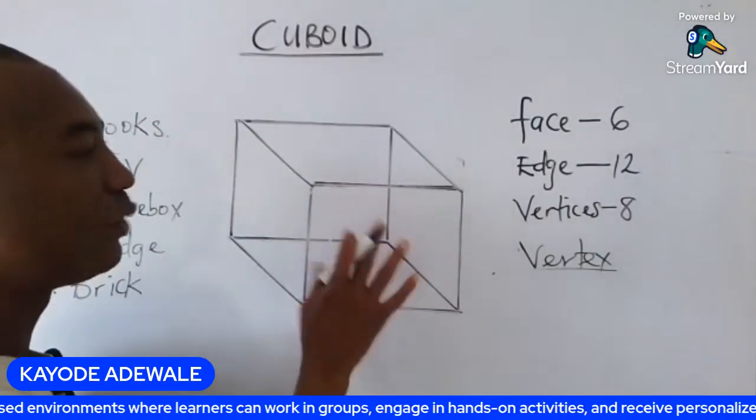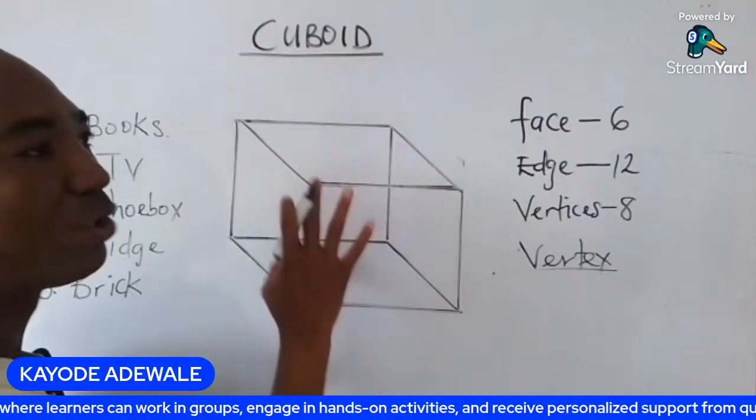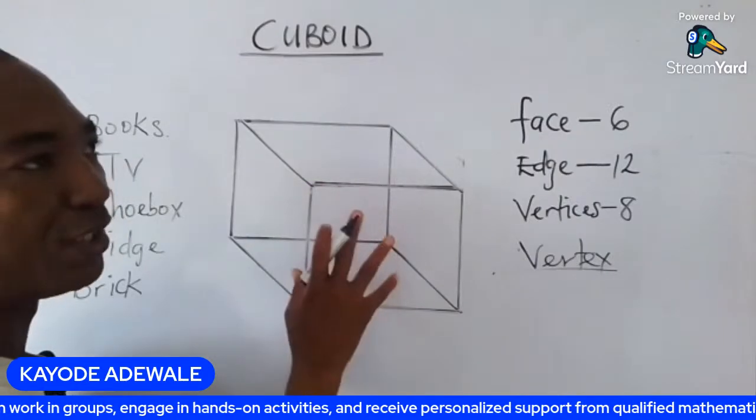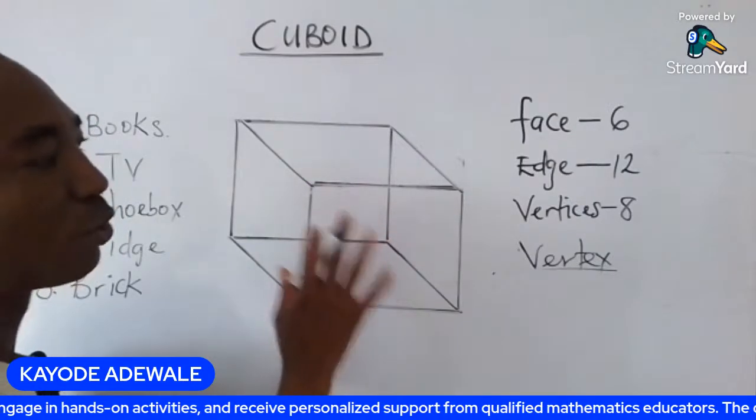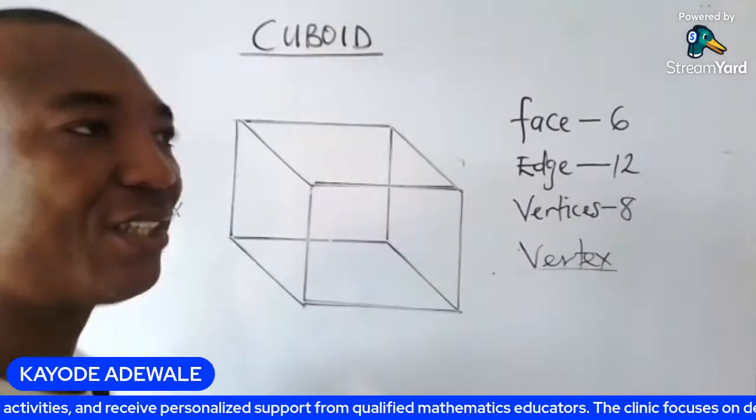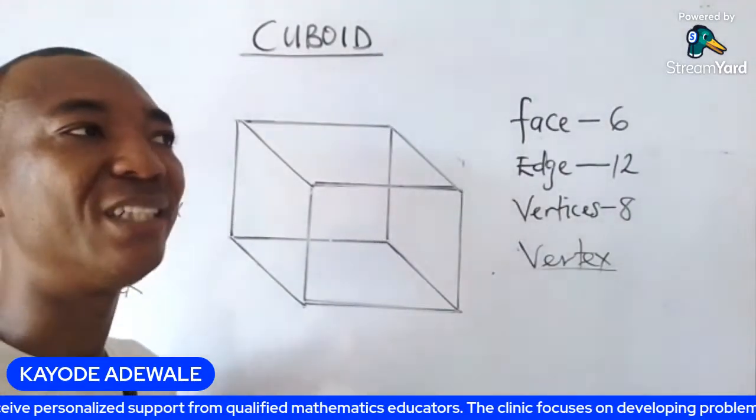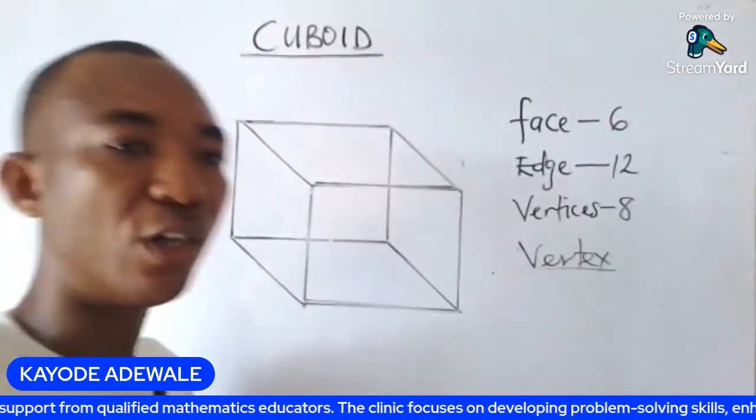In our next video, we are going to look at how we can draw a very neat cuboid if our teacher asks us to draw a cuboid. And after this, we'll move into calculating the total surface area of all these shapes.